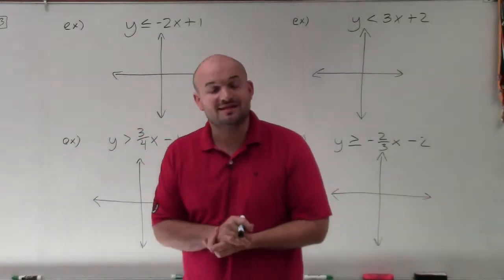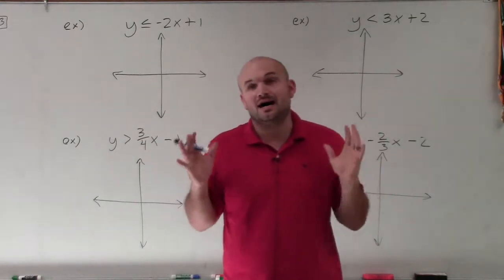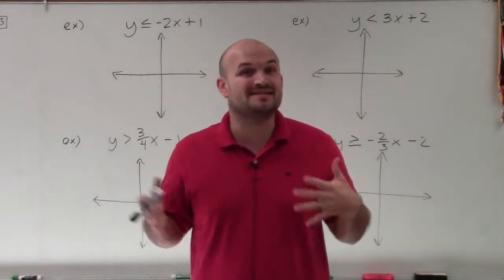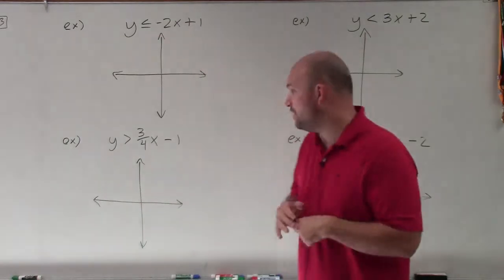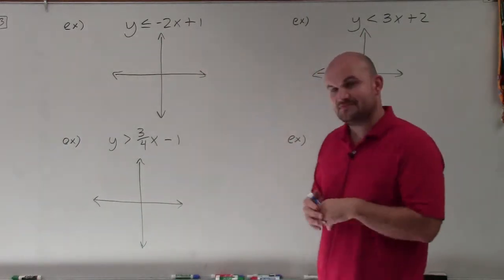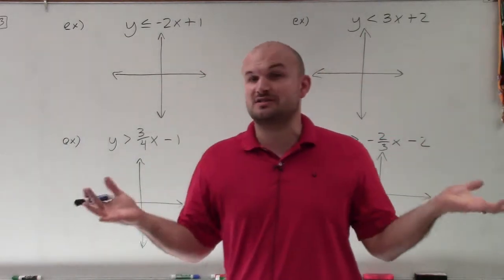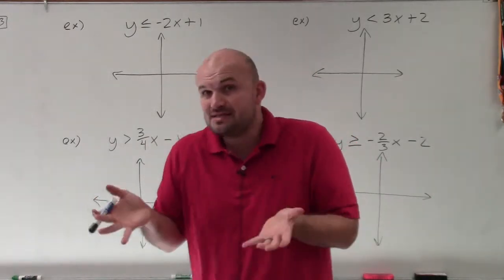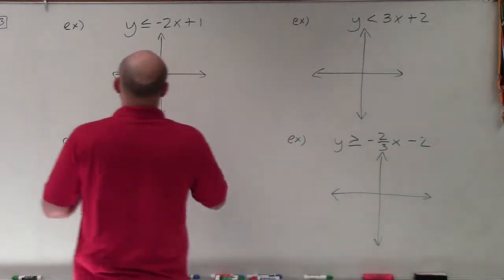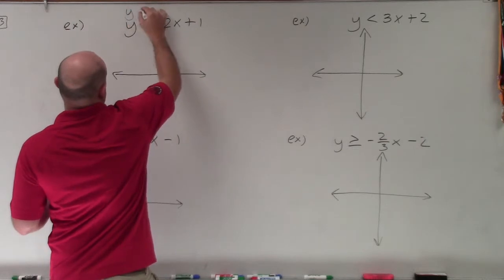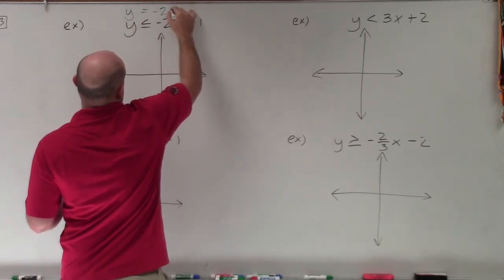Welcome, ladies and gentlemen. So what I'd like to do is show you how to graph linear inequalities when you have them in slope-intercept form. I'm only doing 4 examples in this case because graphing linear inequalities is very, very similar to graphing a linear equation. Basically, if you want to graph the line, one of the easiest things to do is just think of this as graphing a linear equation.